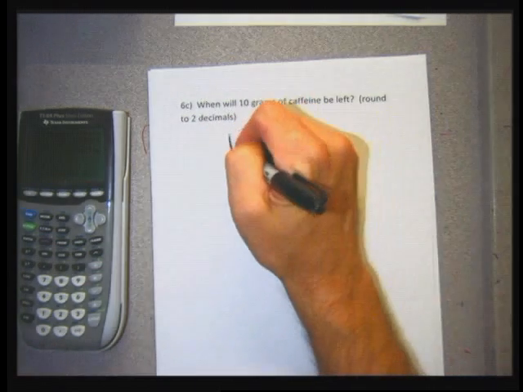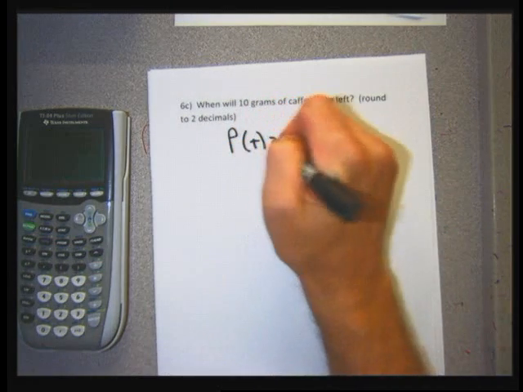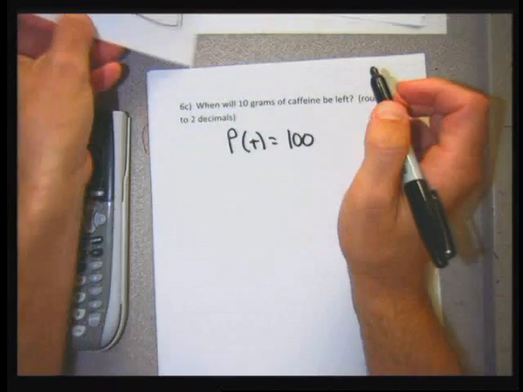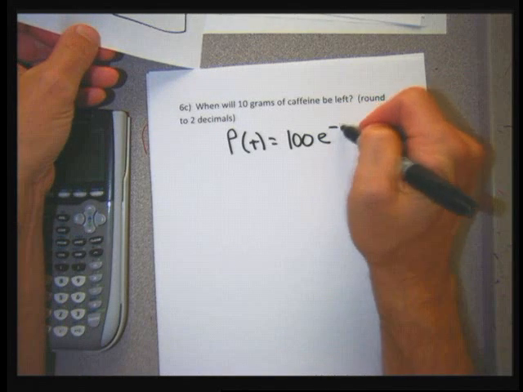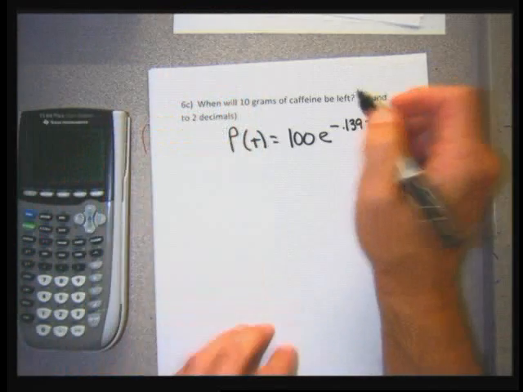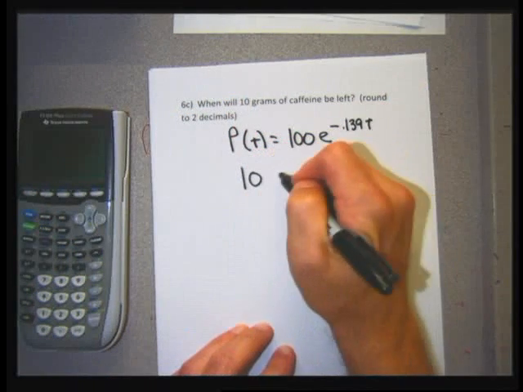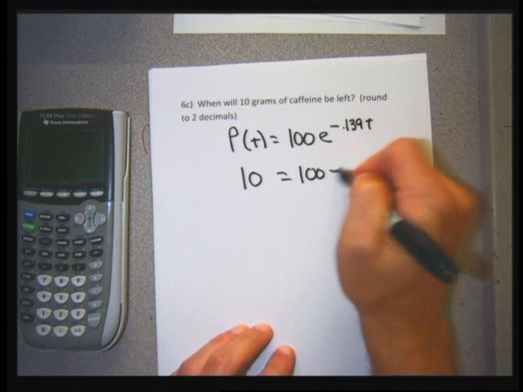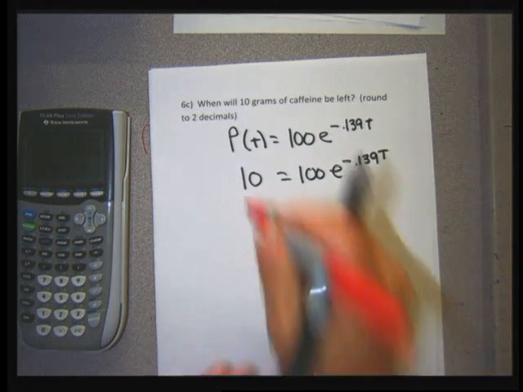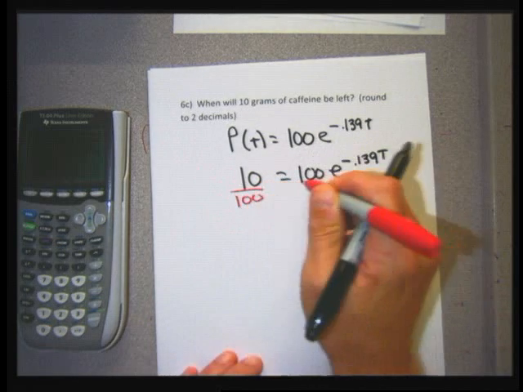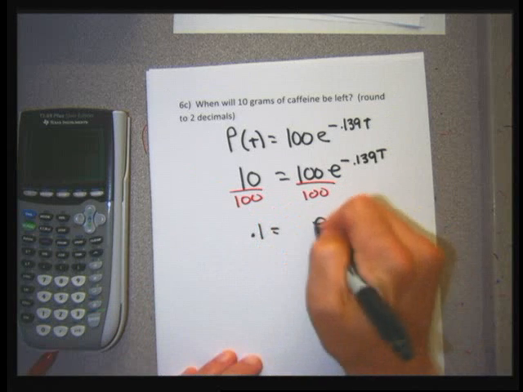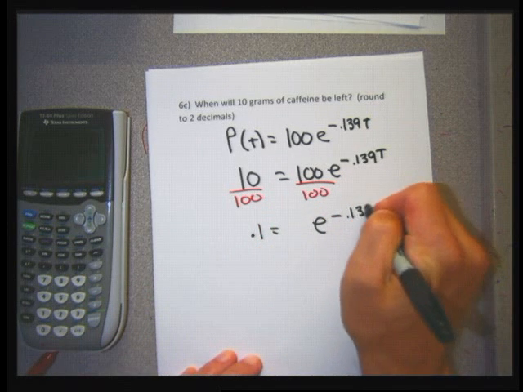Well, the formula for this particular problem should be P of T equals 100, because we started with 100, times e to the negative 0.139t. I want to know when 10 grams are going to be left. I'll put 10 in for the left-hand side of the equation and solve for t. To solve for t, I'm going to divide both sides by 100. I can actually do that left side in my head. That gives me 0.1 equals e to the negative 0.139t.